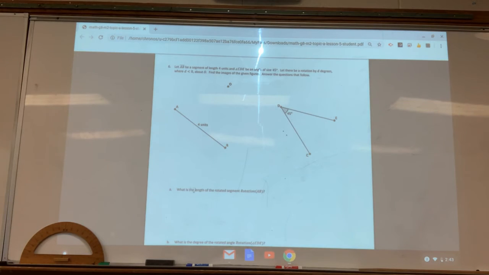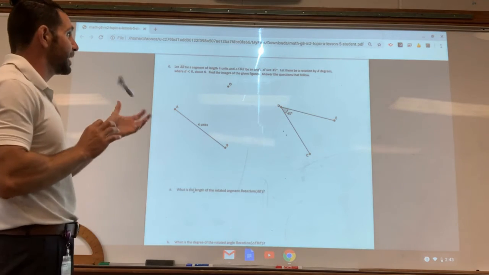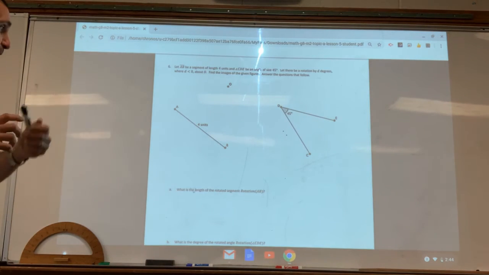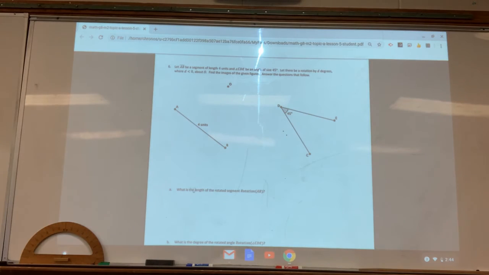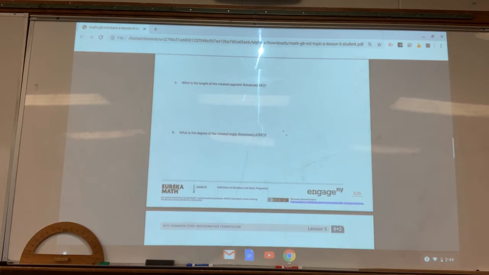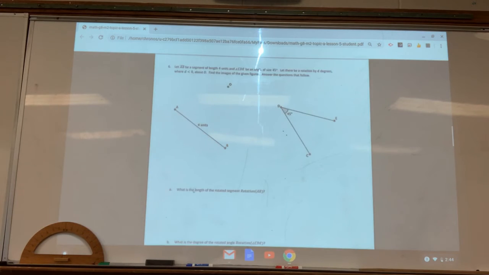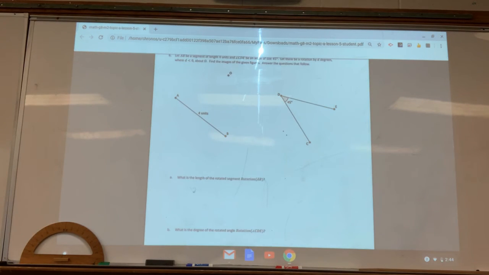Okay. Let segment AB be a segment of length 4 units and angle CDE be an angle of size 45. What I'd like you to do, you're doing this one on your own, is you are doing 6, A, and B, and that's it. Do 6, A, and B on your own. Okay? You're bringing that in for me. Use your patty paper.